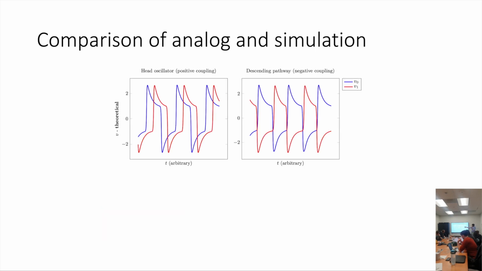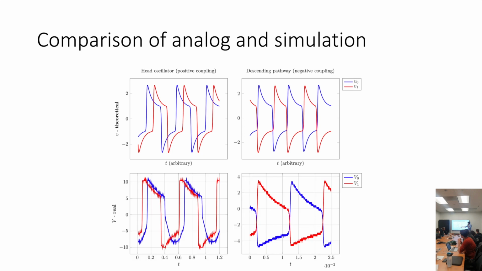So I've put up here some graphs that we got with the simulation. This is two neurons coupled with a positive diffusion coefficient, and two neurons coupled with a negative diffusion coefficient. And this is what we got from the circuit. A lot of the noise you see here is just from the oscilloscope or electronic noise.